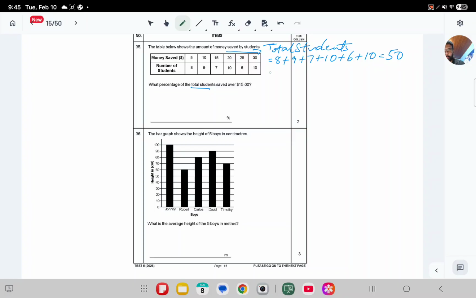From here now, we need to find out for over $15. So that's 10 add 6 add 10, which will give us 26. We want it as a percentage. So it will be 26 over 50, multiplied by 100 over 1. 50 goes into 100 two times. 26 multiplied by 2 is 52%.